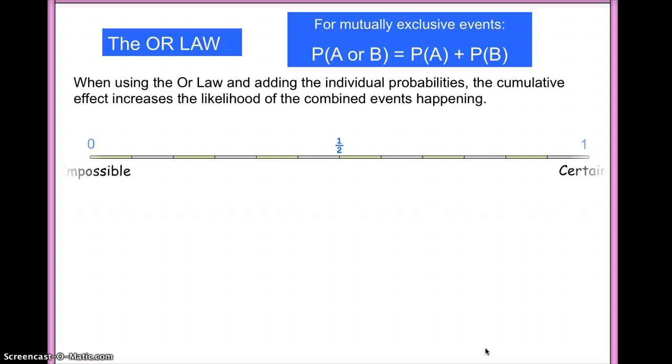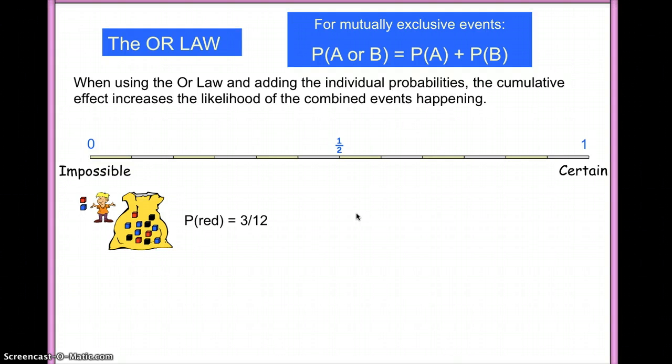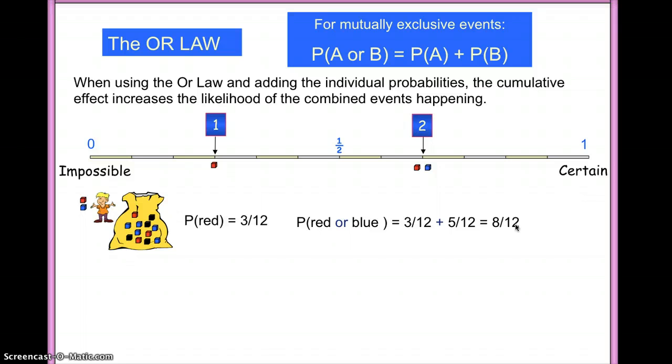Here's a number line from 0, being impossible, to 1, certain. If we are using the OR law and we are talking about the probability of red, if I put 3 out of 12 on this number line, the red is over here. Now, if we add OR, so it's P(red or blue), you add the probability of blue, and you will end up with 8 out of 12. On the number line, it has reached more than a half, more than 50%.